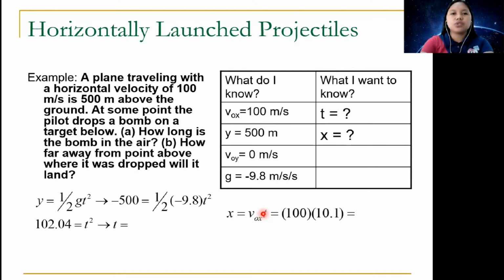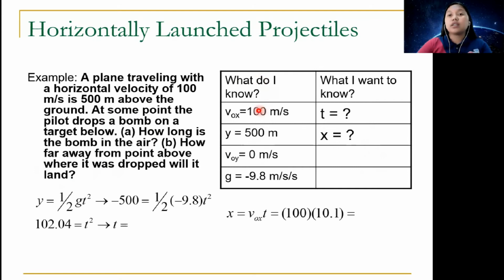Okay, so let's try to answer this horizontal problem. A plane traveling with a horizontal velocity of 100 meters per second is 500 meters above the ground. Okay, so imagine a plane traveling. At some point, the pilot drops a bomb on the target below. Two questions. How long is the bomb in the air? How far away from the point above where it was dropped will it land? Alright, so let's try to work this out.